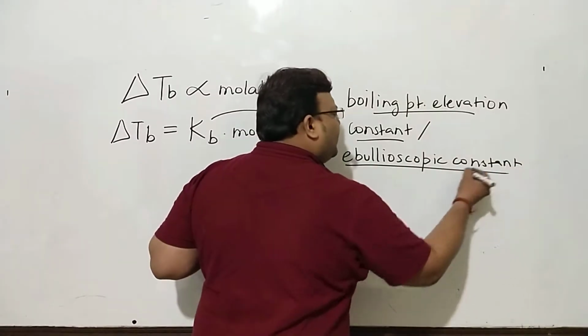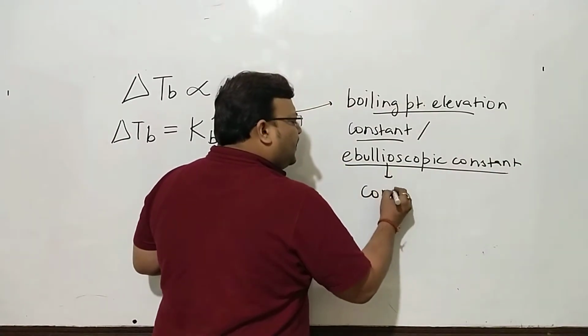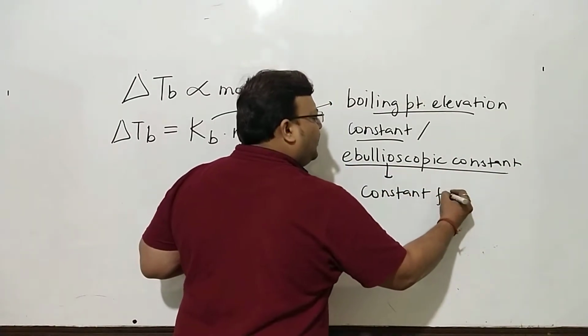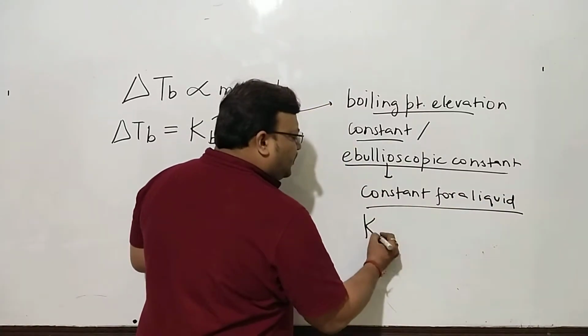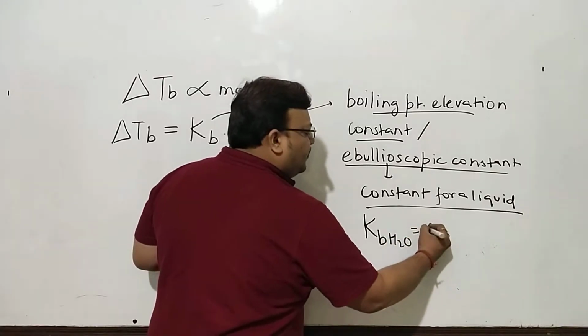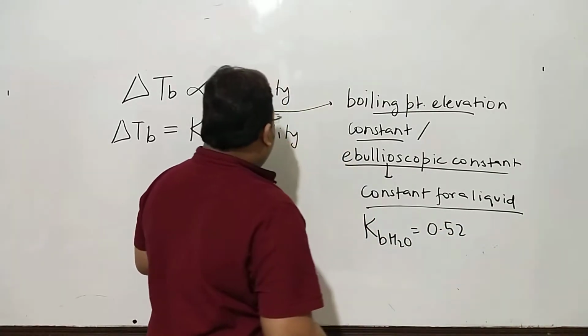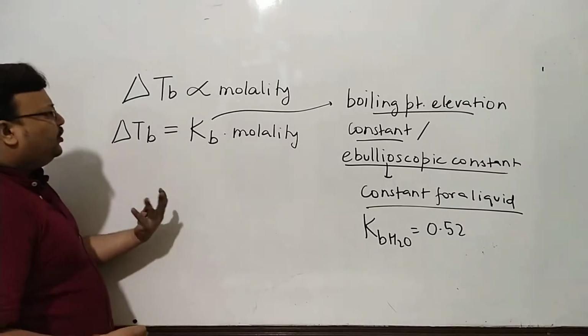Naturally, this will be a constant for a given liquid. For water, this KB is going to be a very common value, 0.52. We'll come to the unit.